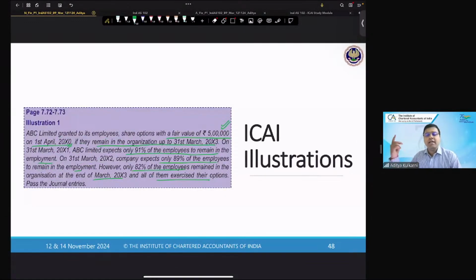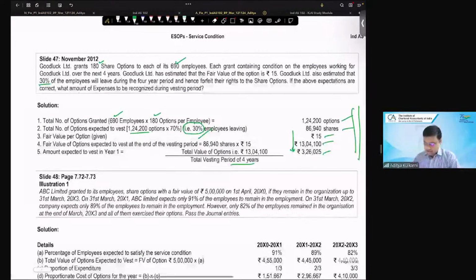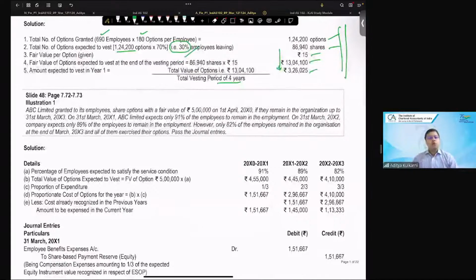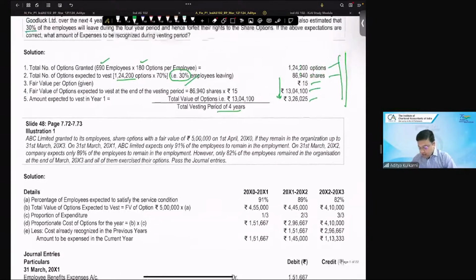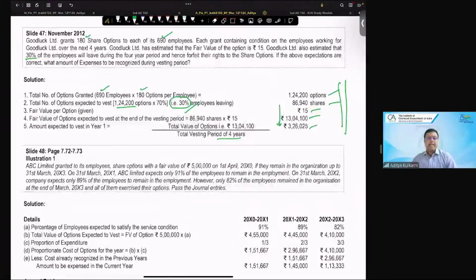So year on year, the estimates are changing. So let us look at that. What normally you can do is you can prepare a table for the 3 years, X1, X2, X3.